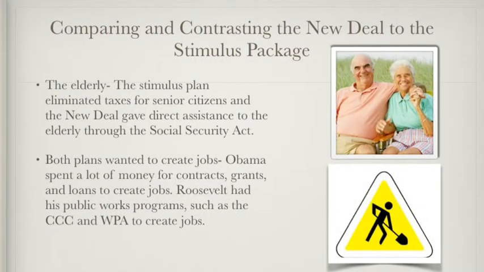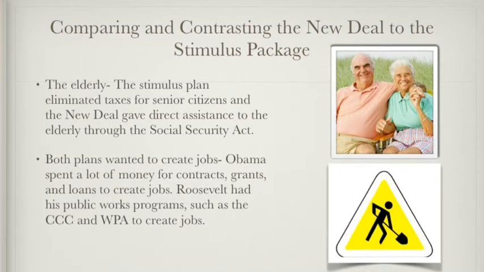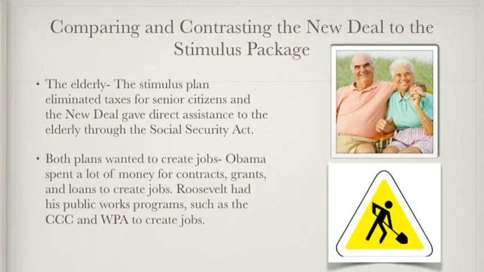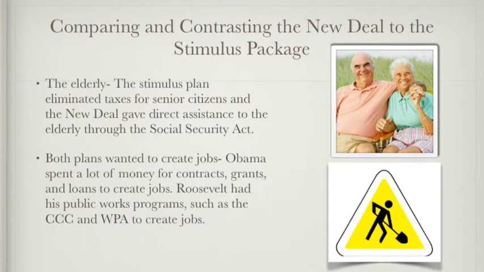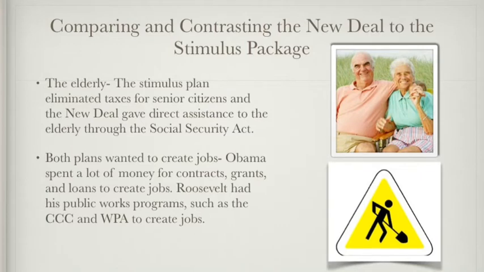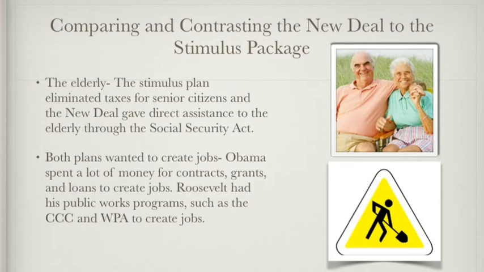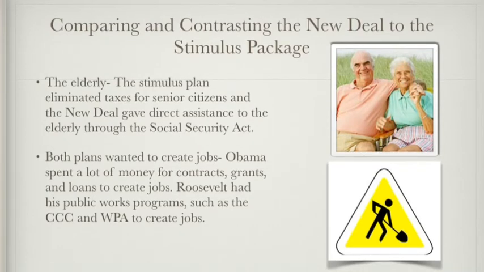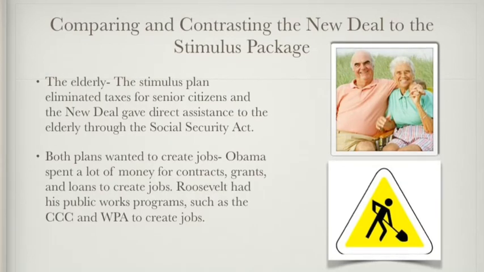Comparing and contrasting the New Deal to the stimulus package. The similarity between the New Deal and the stimulus package was the elderly. The stimulus plan eliminated taxes for senior citizens, and the New Deal gave direct assistance to the elderly through the Social Security Act, which provided them with money. Both plans wanted to create jobs. Obama spent a lot of money for contracts, grants, and loans to create jobs. Roosevelt had his public works programs, such as the CCC and WPA, to create jobs.